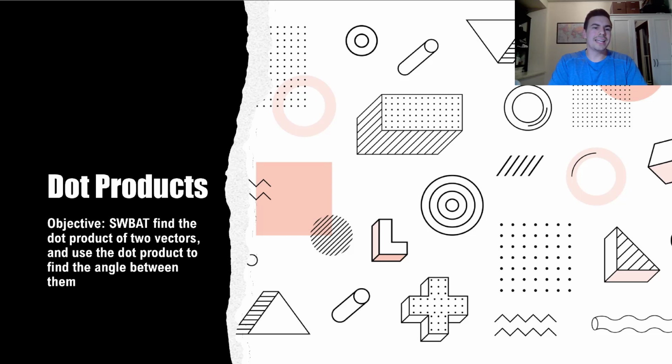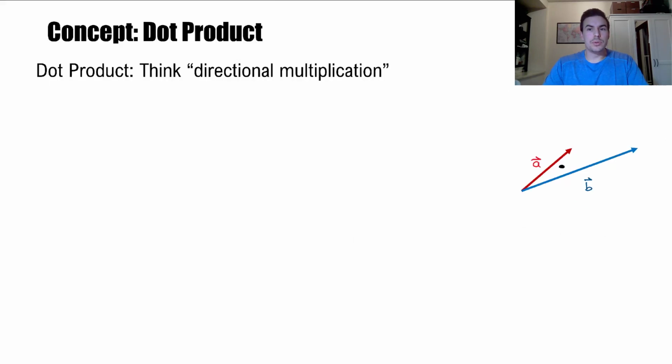Today we're going to look at dot products of vectors. After this lesson, we should be able to find the dot product of two vectors and use the dot product to find the angle between those two vectors as well. So let's hop right into our concepts for this video.